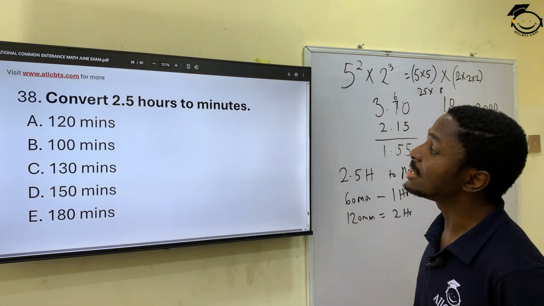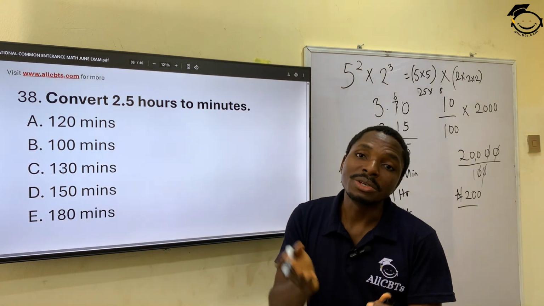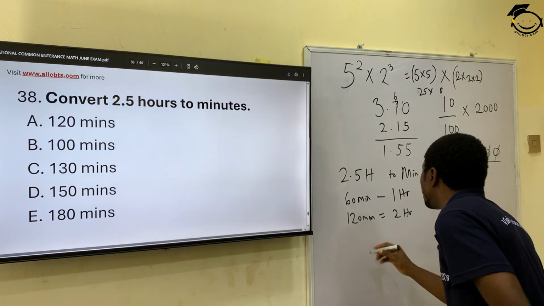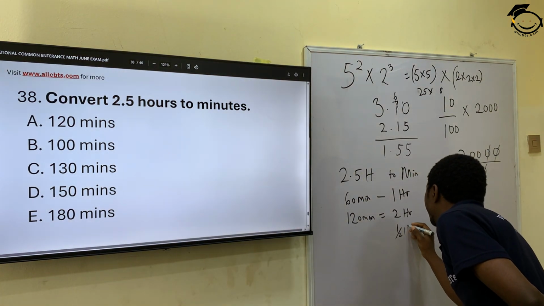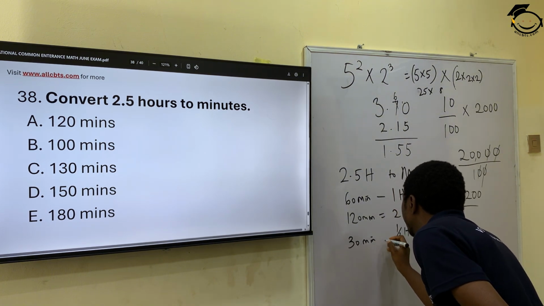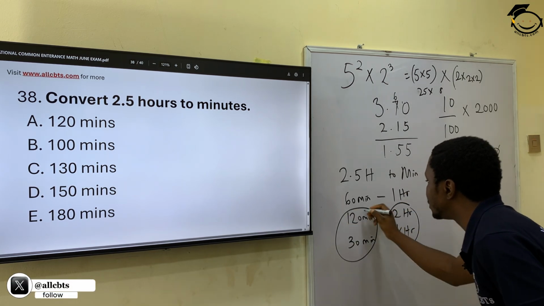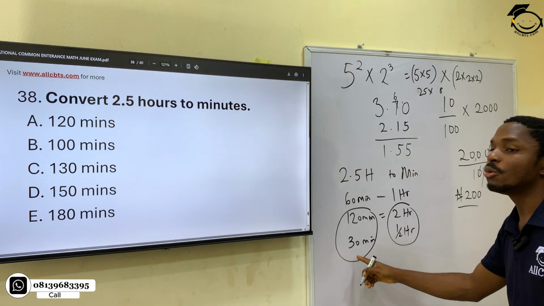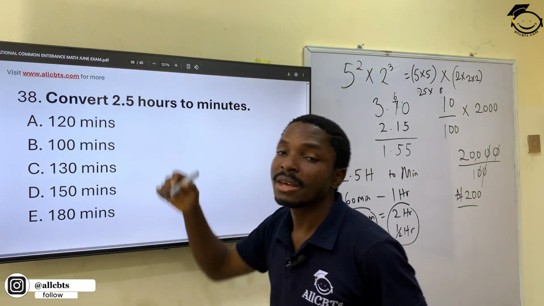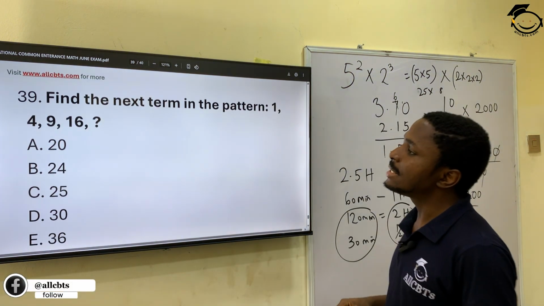Okay, so if 120 minutes is in 2 hours, or if 60 minutes is in 1 hour, how many minutes will be half of an hour, which is like 0.5? That will be 30 minutes, right? So half of an hour, half hour, that will be 30 minutes, right? So 2.5 hours, right? And then 120 minutes plus 30 minutes. So you have 150 minutes in 2.5 hours. So that's the option. Okay, 39.